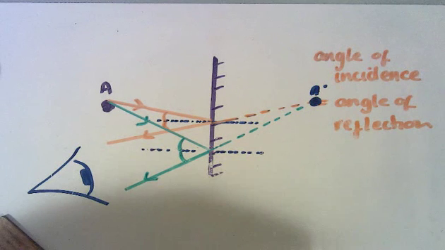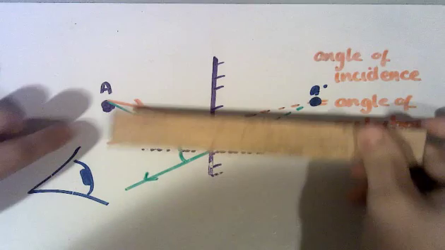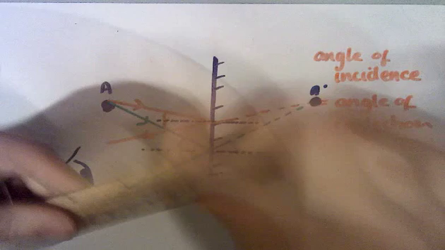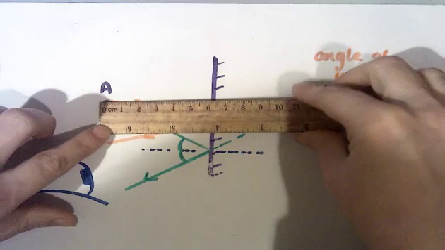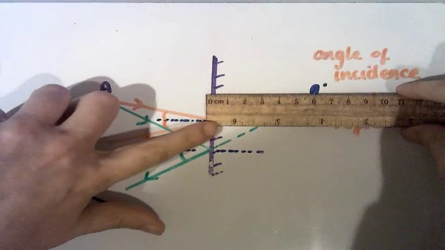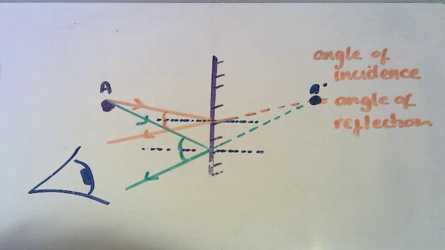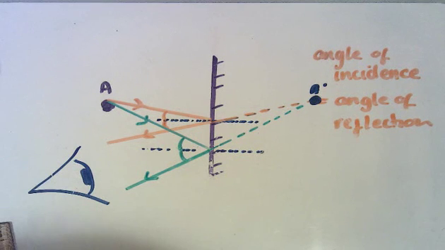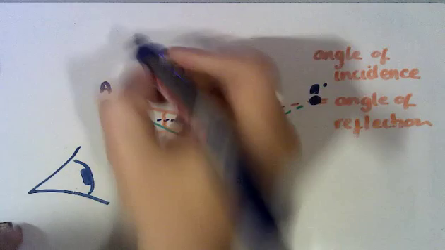And if we think back to what we'd learned about images in a plane mirror, the image is always going to be the same distance away from the mirror as the object is away from the mirror. So if we measure that distance, it's about 6 centimetres, and on the other side we've got 6 centimetres as well. So if you always follow those steps, you'll be able to locate any image using a ray diagram.